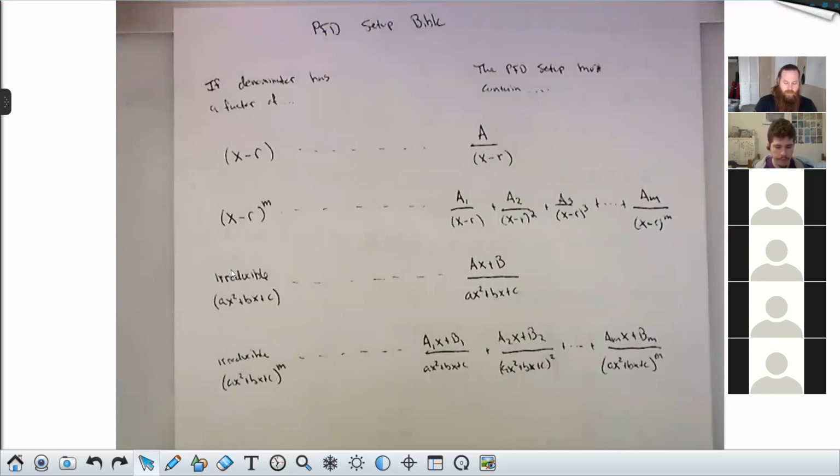I mentioned this en passant earlier. There's no such thing as an irreducible cubic. Thank God. There's no such thing as an irreducible quartic or quintic. Every polynomial of degree 3 or greater can be broken down into a combination of linear and quadratic factors. So this really does cover all the possibilities.